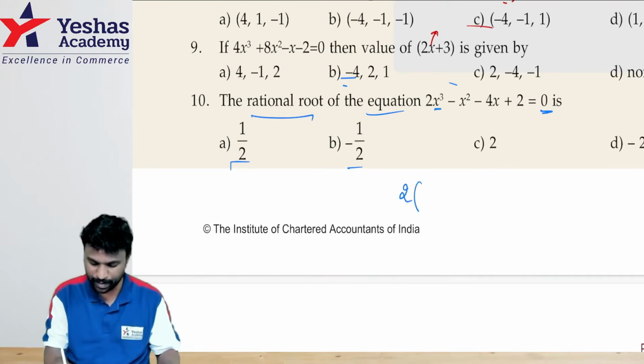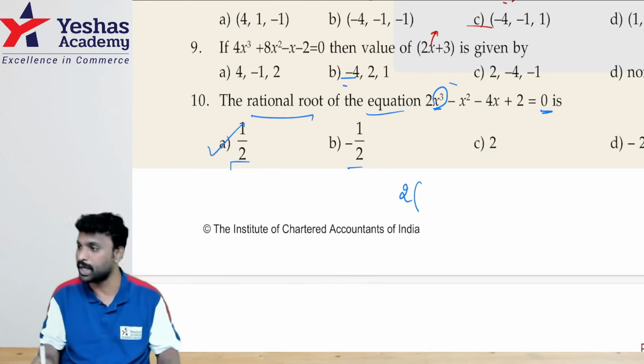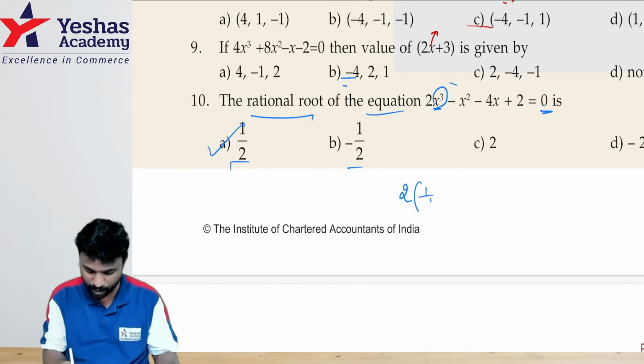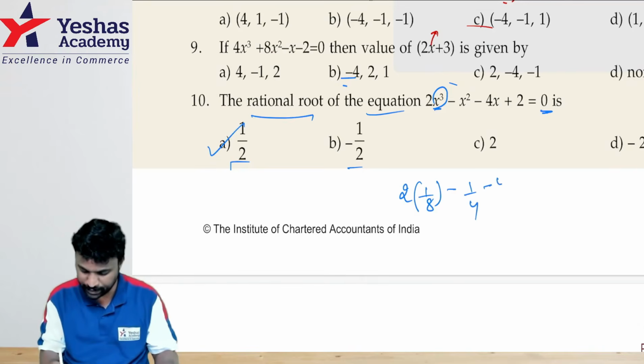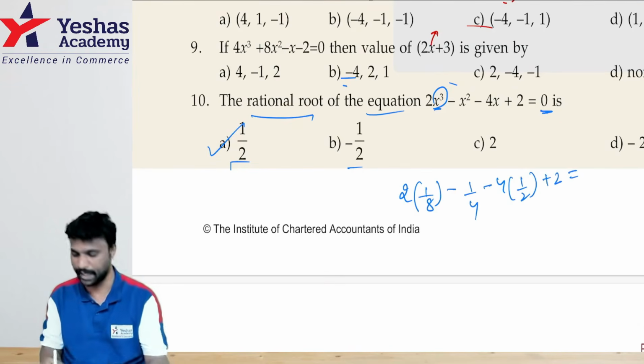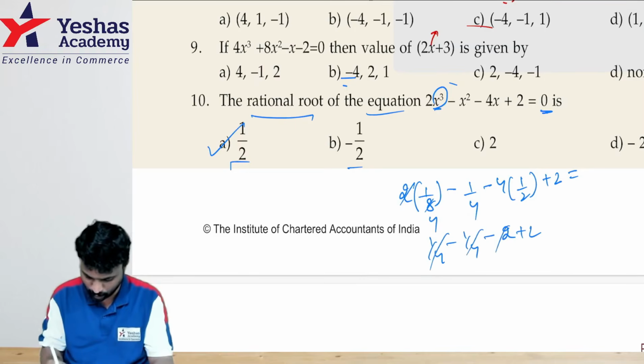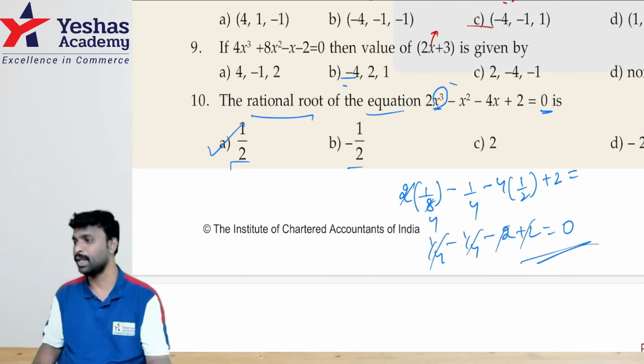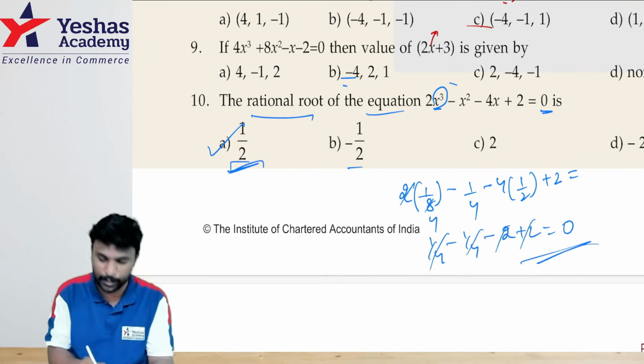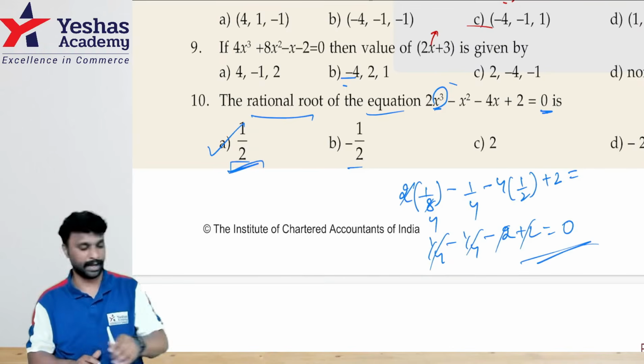Guys, 2 into 1 by 2, x value we are hitting option A. 1 by 2 the whole cube is 1 by 8. And 1 by 2 the whole square is 1 by 4. Minus 4 into 1 by 2 plus 2 must be equal to 0. 2 ones are 2, 2 fours are 8. So 1 by 4 minus 1 by 4 minus 2 plus 2. So all of these get cancelled. You get 0. Therefore, option A itself is the right answer.